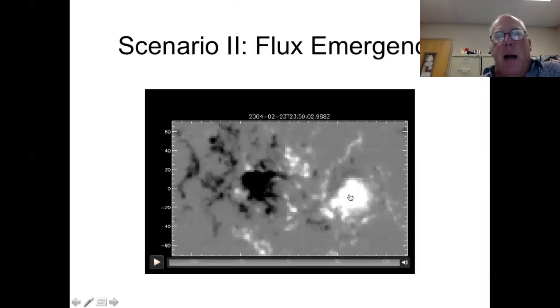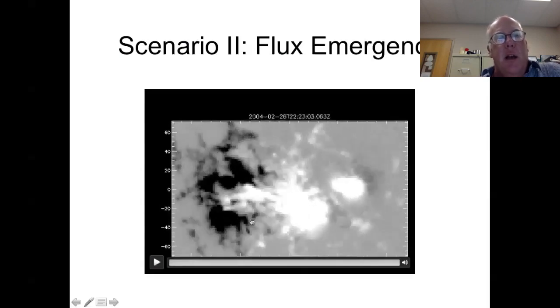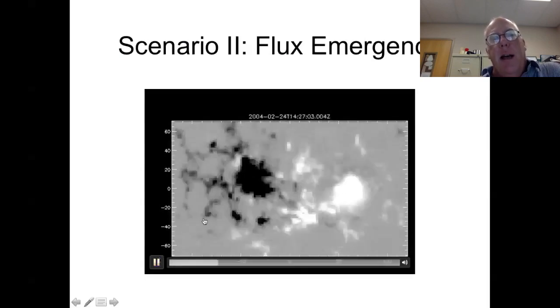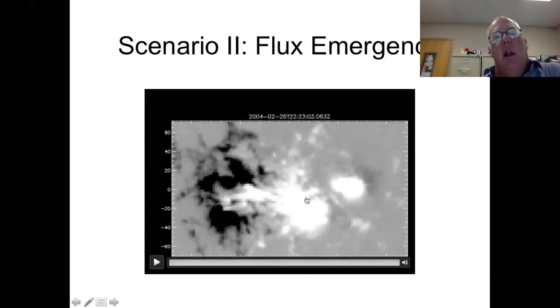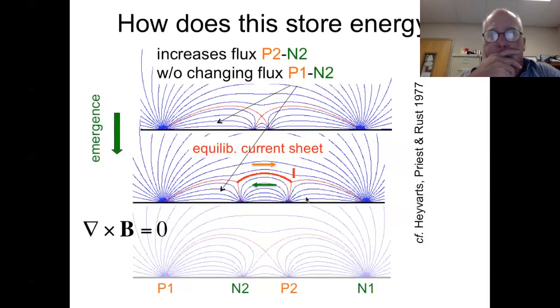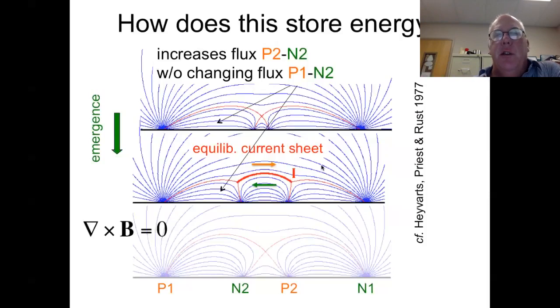So you see it's a bipolar active region. We have a big positive region on the right and a negative region on the left. And then over time, there's some flux emergence. You see some new positives and some new negatives appearing. And they just push themselves right into the region along with the existing positive and negative polarity. So this is flux emergence and a picture, a two-dimensional picture of how this would store energy. It goes back to Havarts, Priest and Rust way back into the 70s.